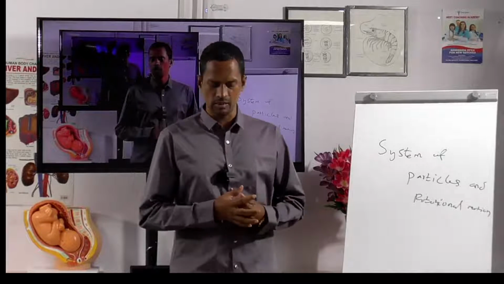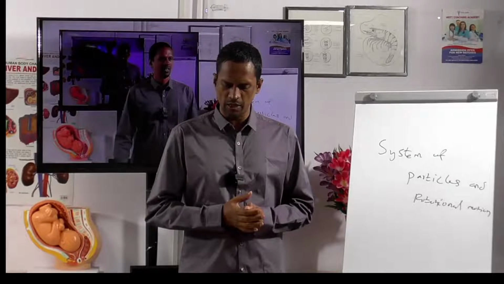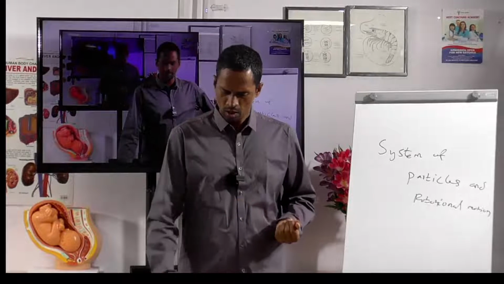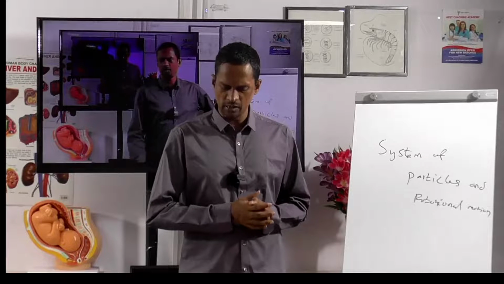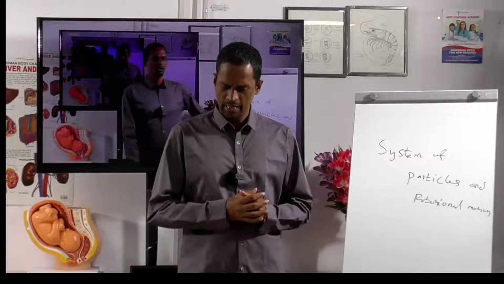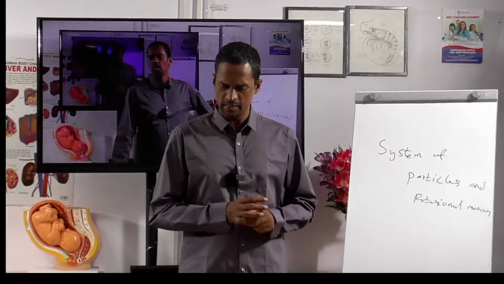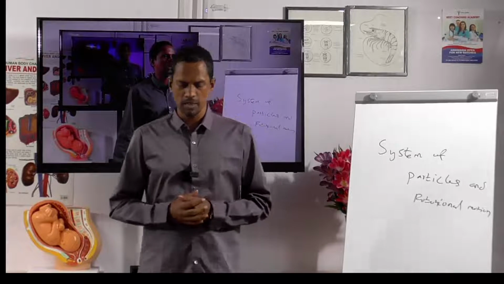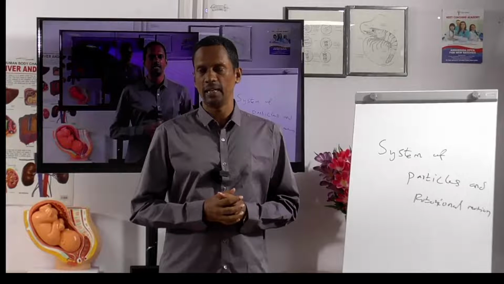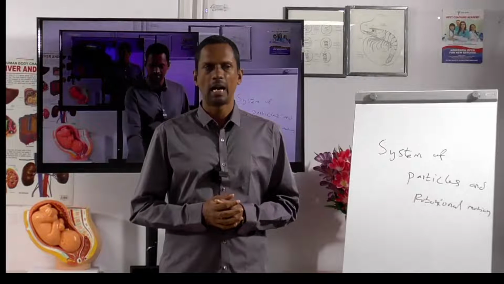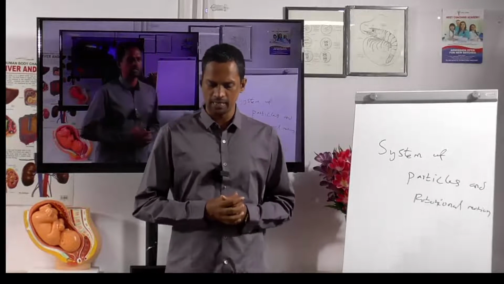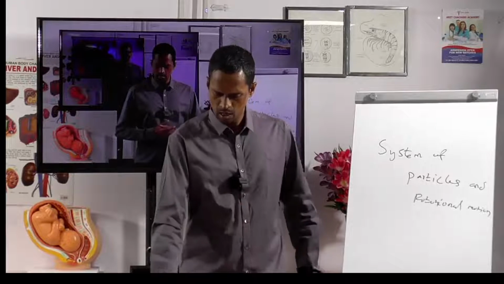So mass into velocity is equal to m1 v1 plus m2 v2 up to mn vn. Then the rate of change of velocity: mass into dv by dt is equal to m1 dv1 by dt plus m2 dv2 by dt up to mn dvn by dt. So dv by dt is acceleration. So ma is equal to m1 a1 plus m2 a2 up to mn an.